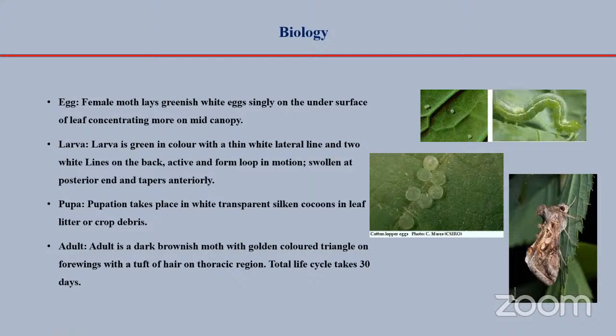And then they will pupate. This pupation will take place in white transparent silken cocoons in leaf litter or in crop debris. After pupation, within a week, the adult will emerge, and this adult will be a dark brownish moth with a golden colored triangle, with a tuft of hair on the thoracic region. You can see here they are having a tuft of hair on the thoracic region, and here you can observe a triangular mark. And the total life cycle will take about 30 days.